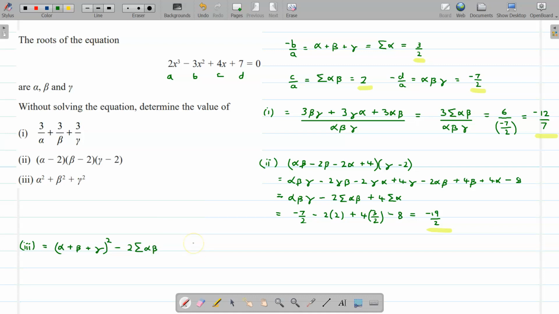That is the shorthand way of writing it, and that is very easy to substitute in to see that we get 9 over 4, that's 3 over 2 squared, minus 2 lots of 2, which is minus 1.75 or minus 7 over 4. And that's the answer to those 3 parts for 8 marks.